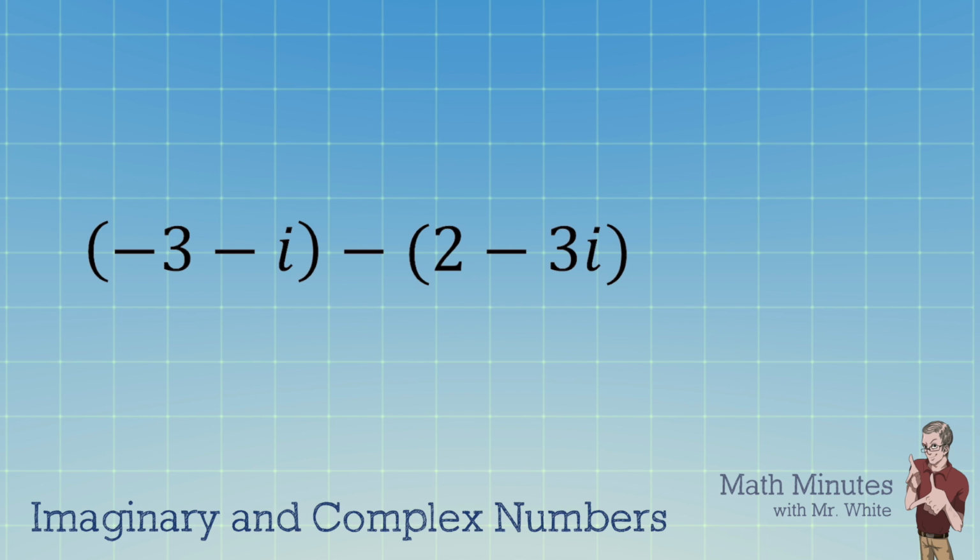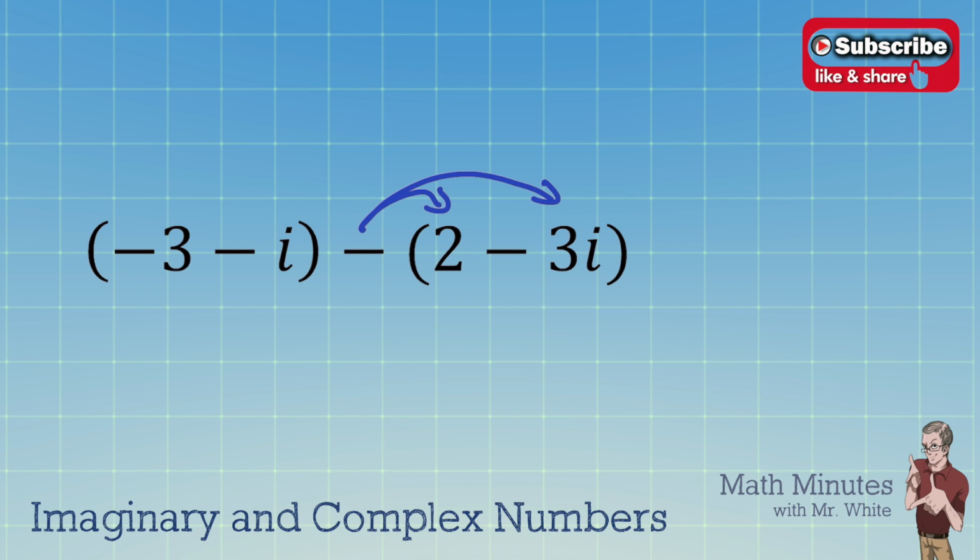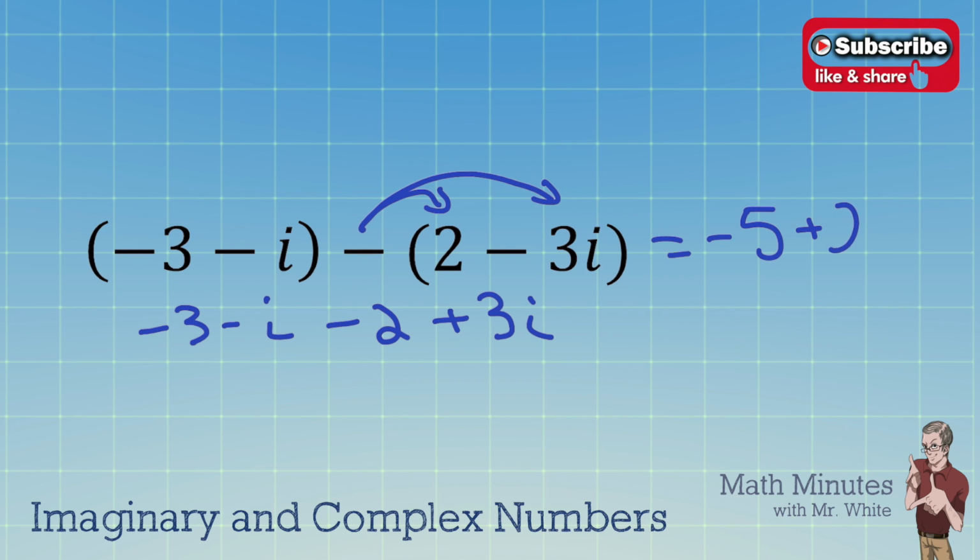Now what about subtracting complex numbers? Well, just remember to distribute this minus sign just like you did back in Algebra 1. So we're going to have negative 3 minus i minus 2 plus 3i. So this whole thing, once we combine our like terms, will be negative 5 plus 2i.